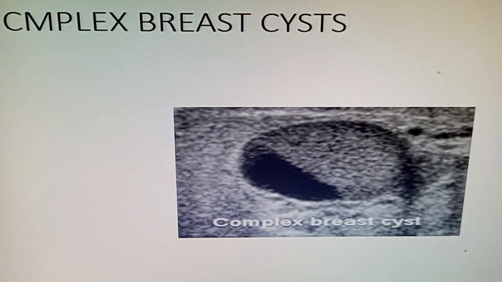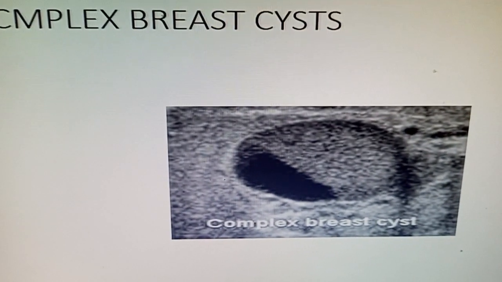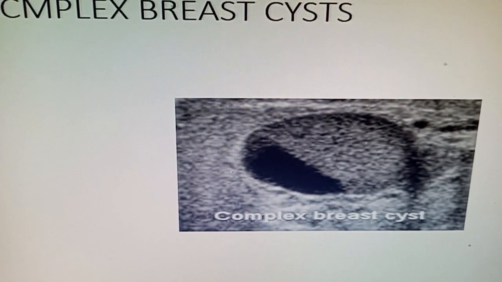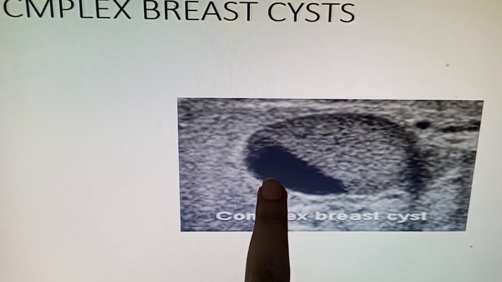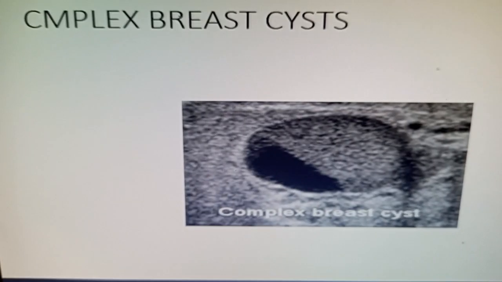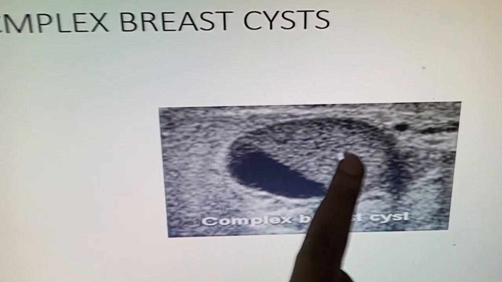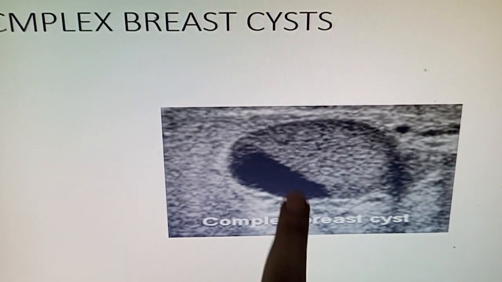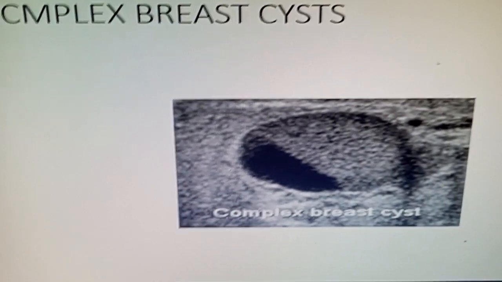This is a case of a complex breast cyst. Complex breast cyst is categorized as BI-RADS 3. They appear as complex cystic solid masses. This is the solid area and this is the cystic area. They have varying appearance, and may appear as cystic solid areas, and thick septa are also noted. So this is categorized in the BI-RADS 3 category.